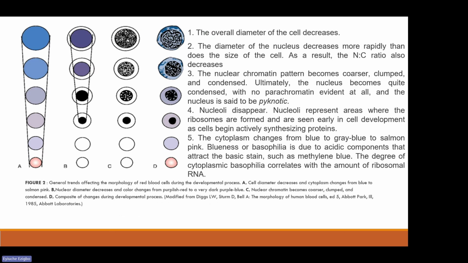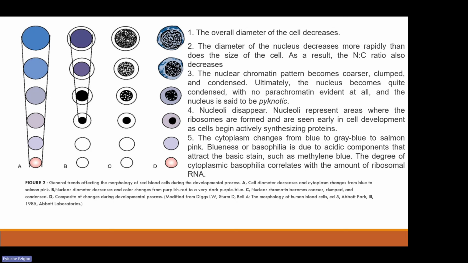When you look at this figure 2, we have the A, B, C, then we have the D. The overall diameter of the cell decreases. See it, starting from the immature, as it's maturing to a red blood cell, the overall diameter of the cell has decreased. The diameter of the nucleus decreases more rapidly than does the size of the cell. As a result, the NC ratio also decreases. So you can see that the diameter of the nucleus decreases more.